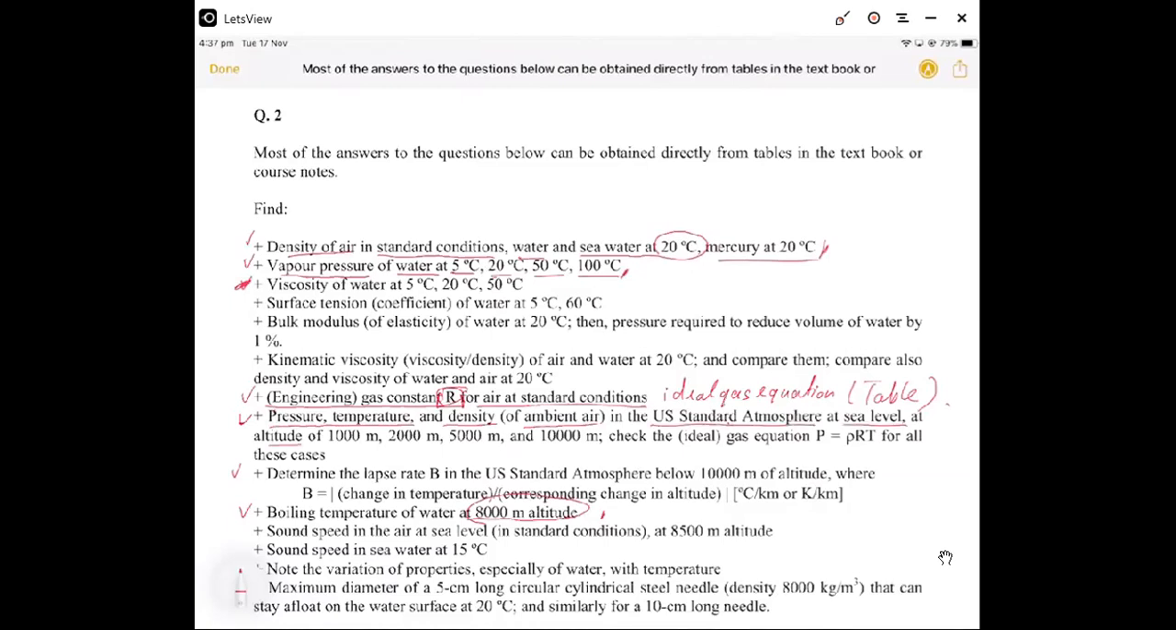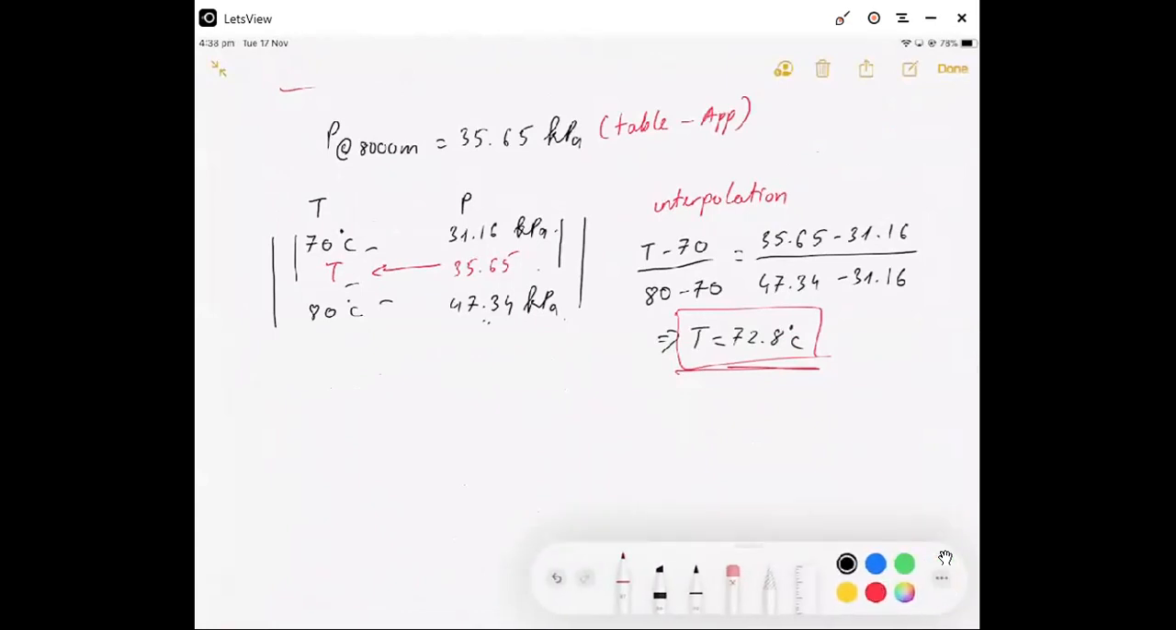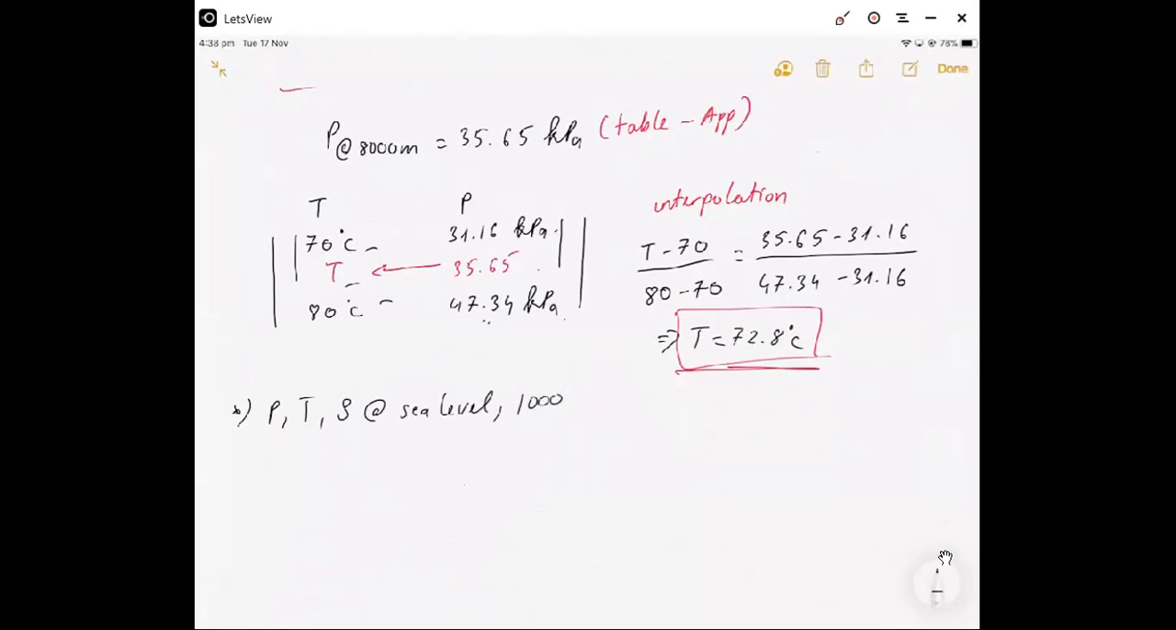So next question, you have to find pressure, temperature, and density of ambient air in US standard atmosphere at sea level. Altitude is 1,000, 2,000, 5,000, 10,000. Check ideal gas equation, P equal to rho R T for all these cases. You find pressure, temperature, and density at sea level, 1,000 meter, 2,000 meter, 5,000 meter, and 10,000 meter.